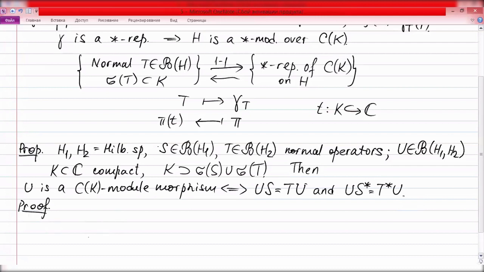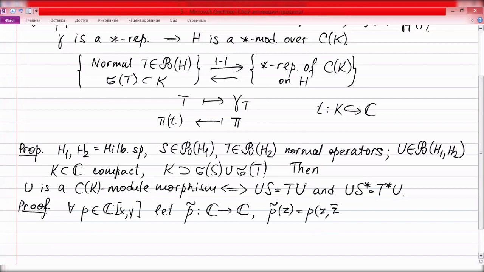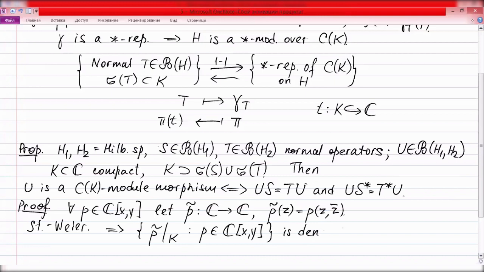To prove this result, we first of all recall the notation which was used at the previous lecture. Namely, for each polynomial p of two variables, x and y, we denote by p tilde the function of the complex plane given by the following formula. Then the Weierstrass theorem readily implies that if we restrict all such functions p tilde to our compact set K, so here p runs over the algebra of polynomials in two variables, then the resulting subalgebra will be dense in C(K), because it satisfies the conditions of the Weierstrass theorem.